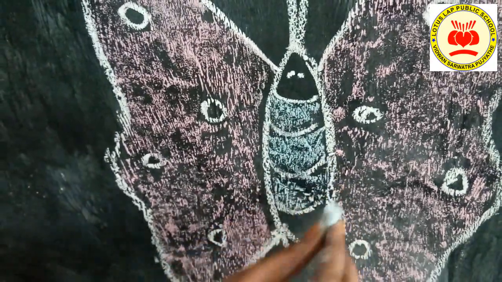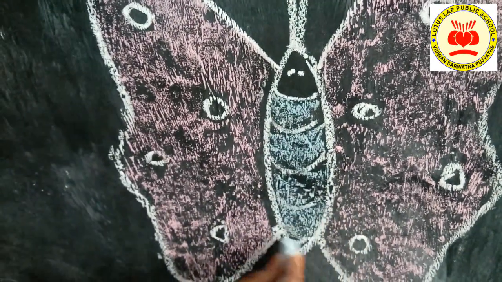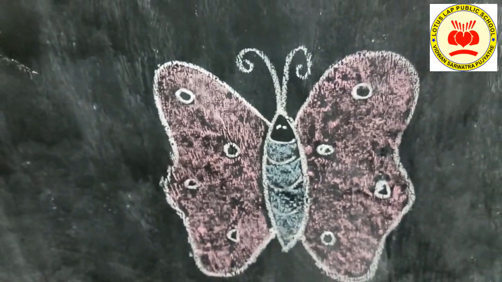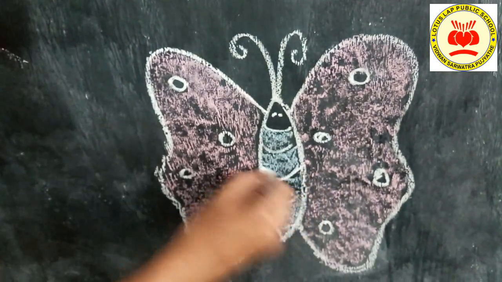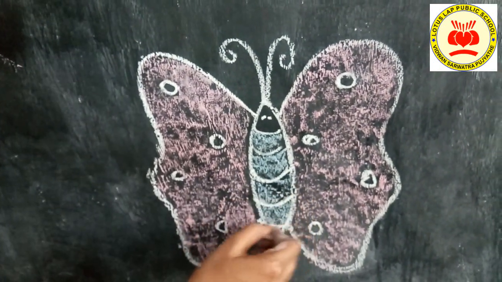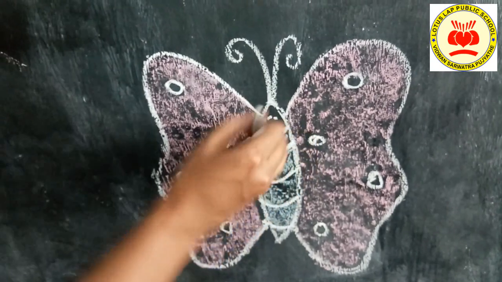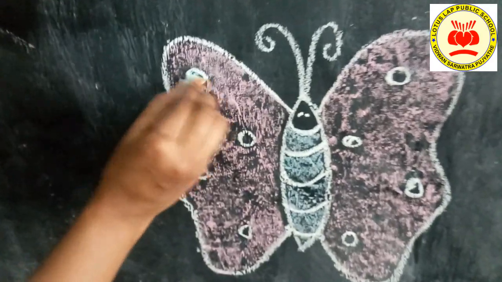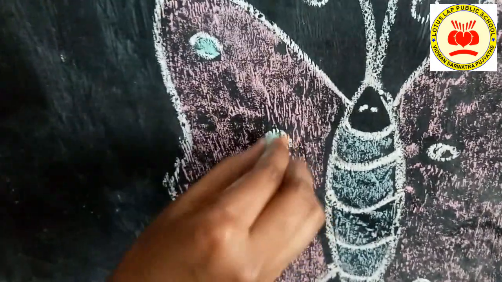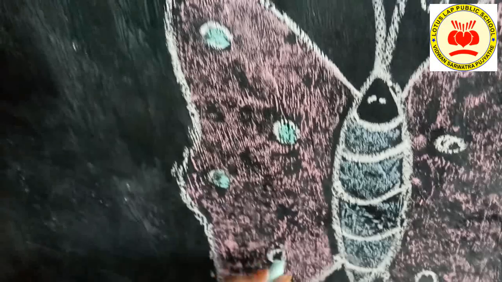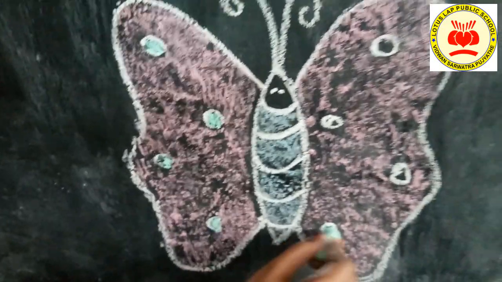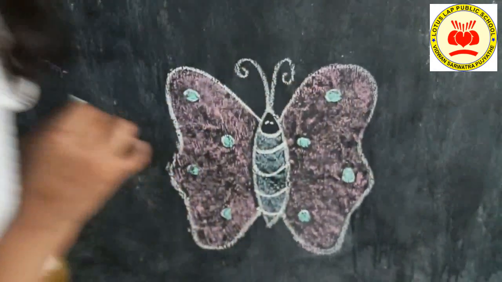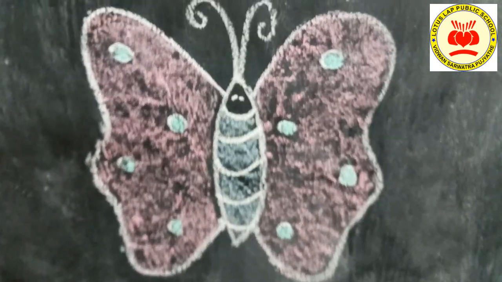See, some butterflies will have the same color, but some butterflies will look in different shades. Now in the middle I am going to color green here. See, so with this one we are going to finish this butterfly. See children, how beautiful it is looking now.